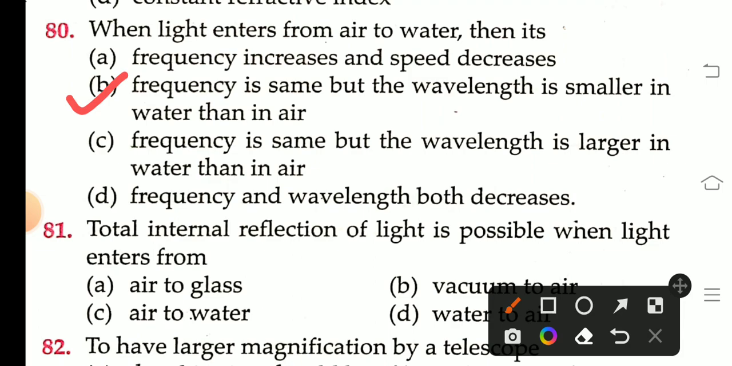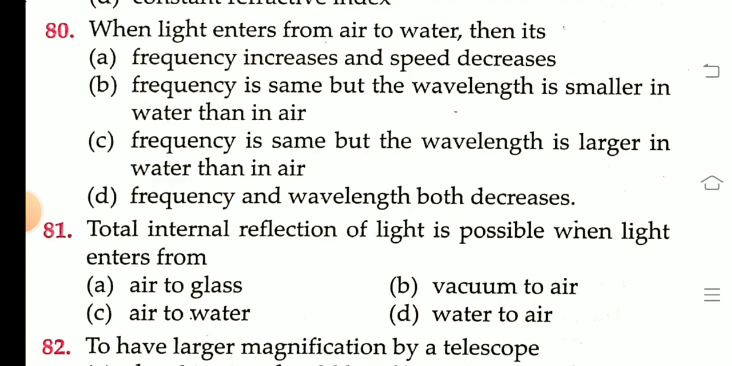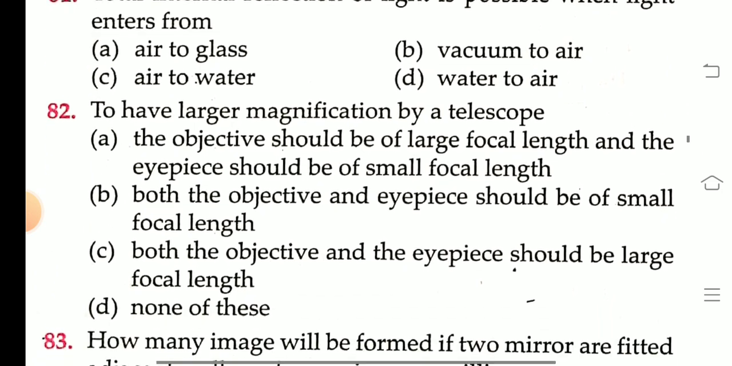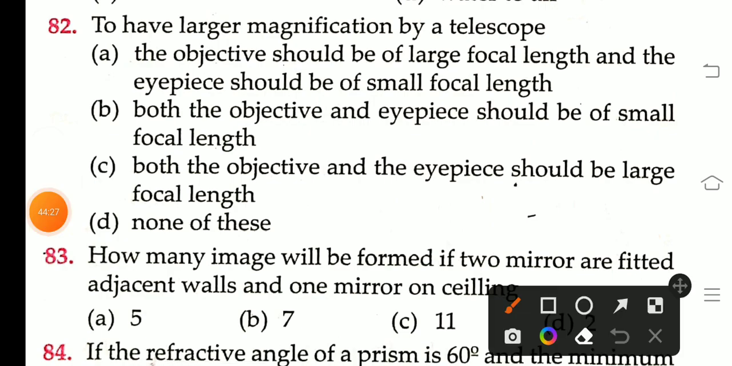Next, the total internal reflection of light is possible when light enters from, right answer will be option D, water to air. To have larger magnification via telescope, right answer option A, the objective should be of large focal length and the eyepiece should be of small focal length.